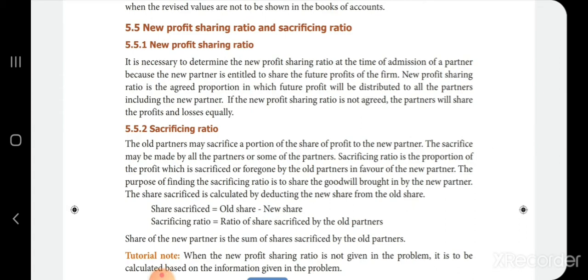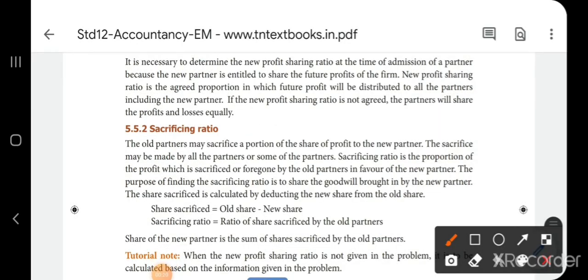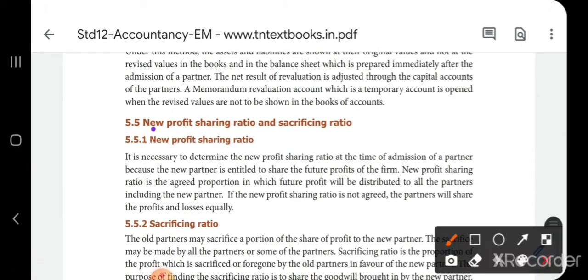Now, in today's class, we'll see how to calculate the new profit sharing ratio and the sacrificing ratio. First, you should know what is the meaning of new profit sharing ratio and what is the meaning of sacrificing ratio.